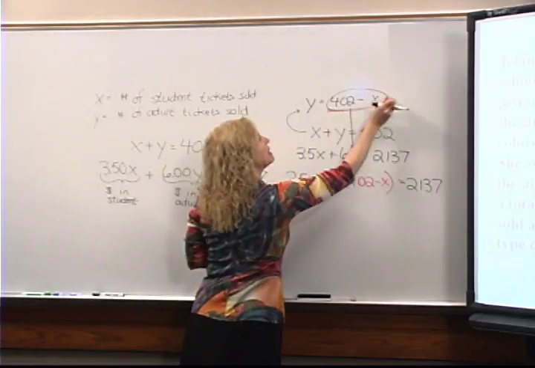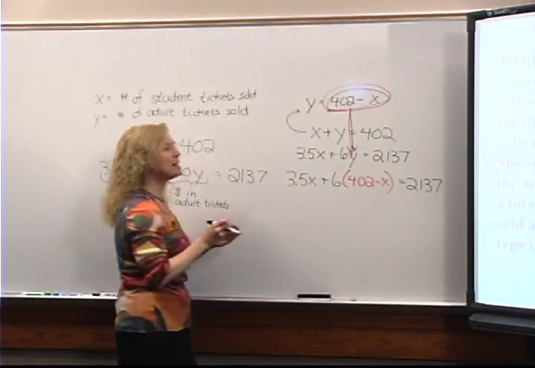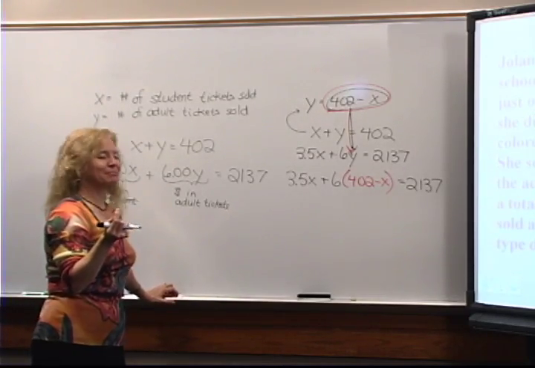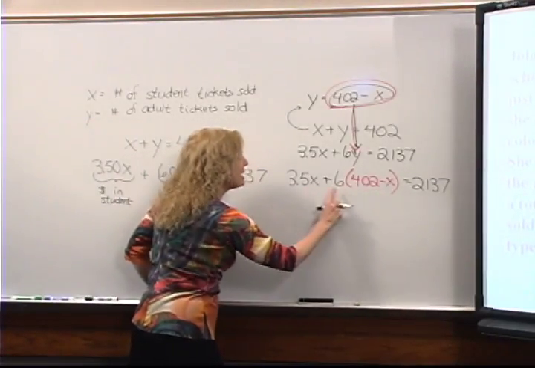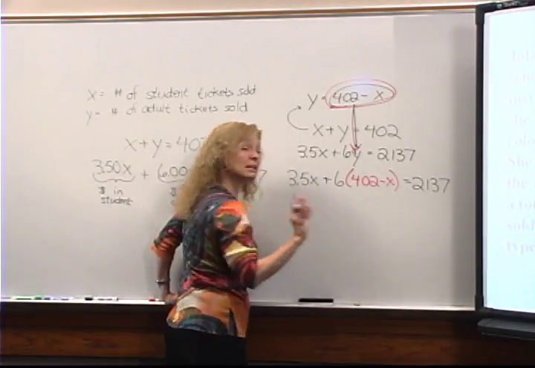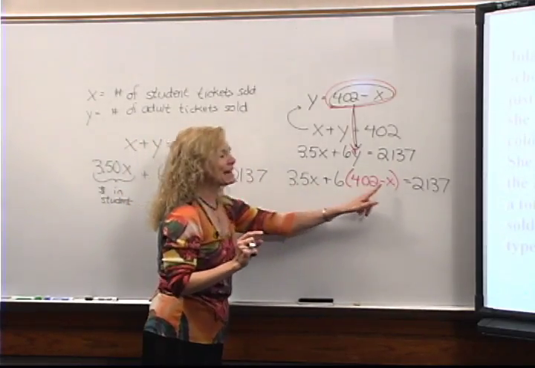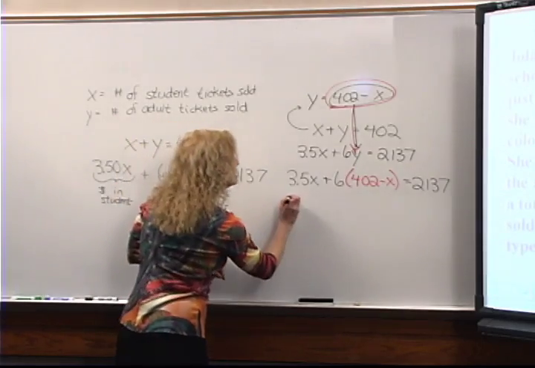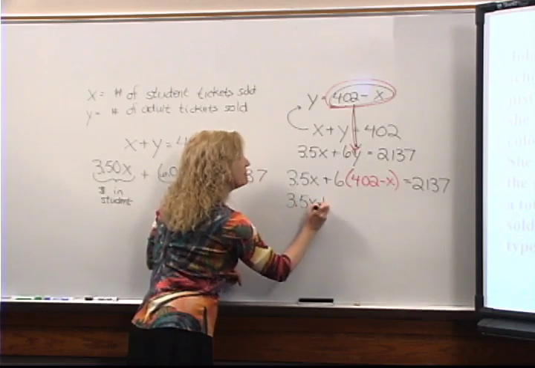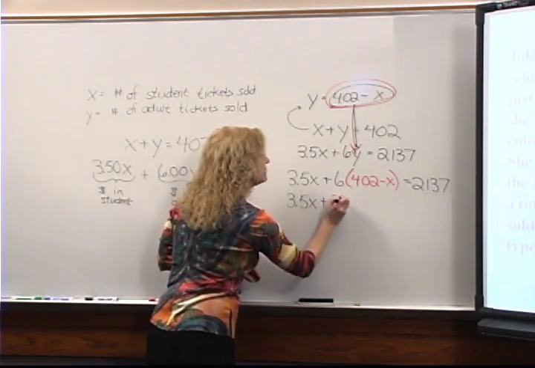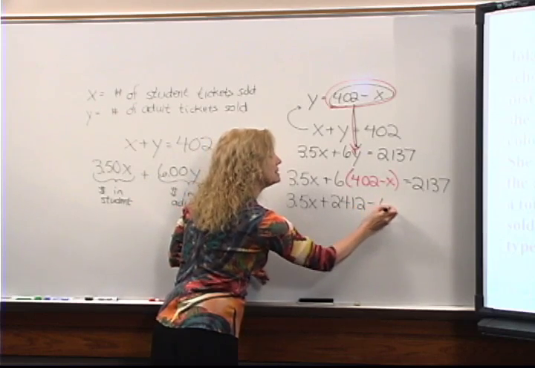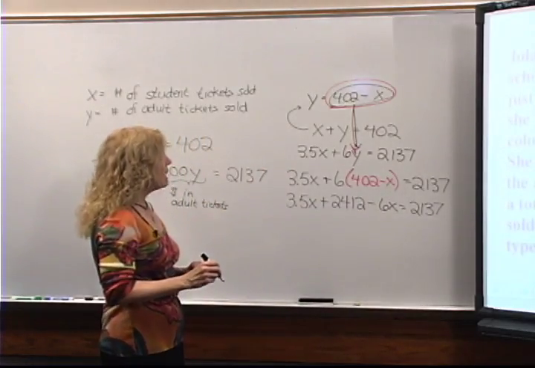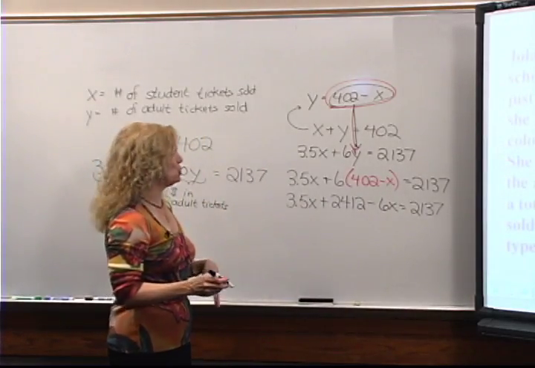Now, do you see what happened there? This substitution came right down there in place of that y. And you say, but why do you do that? Because look at what I have now. I have a single equation with only x in it. Well, then that means it's going to be solvable. It's a first degree equation. So let's clean it up. 3.5x plus, I think that's 2412 minus 6x is equal to 2137. And now you look at that and say, yeah, that's definitely a doable equation.